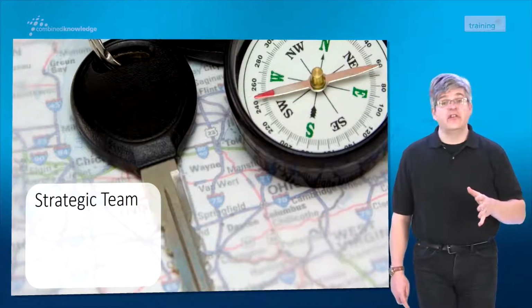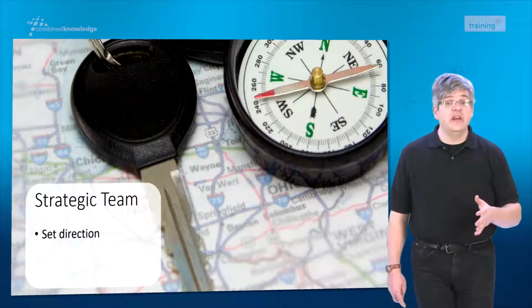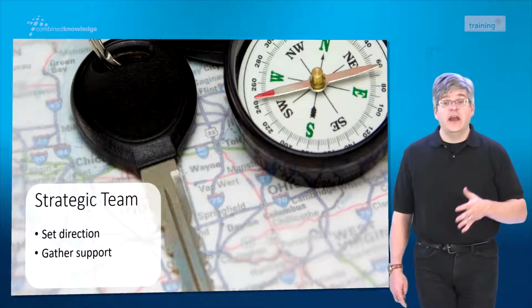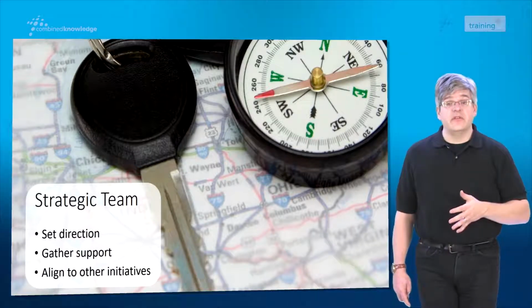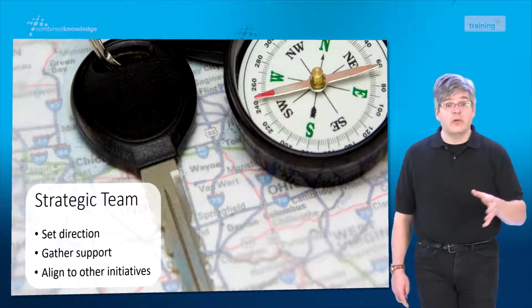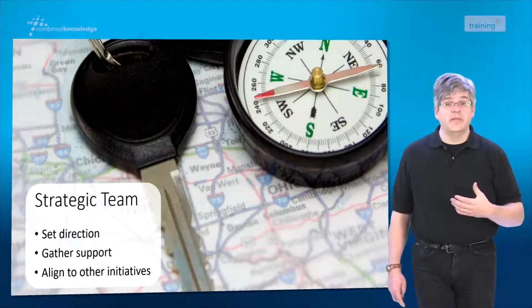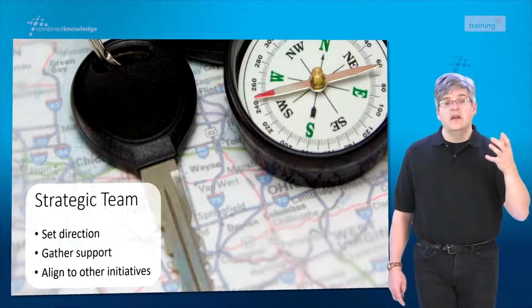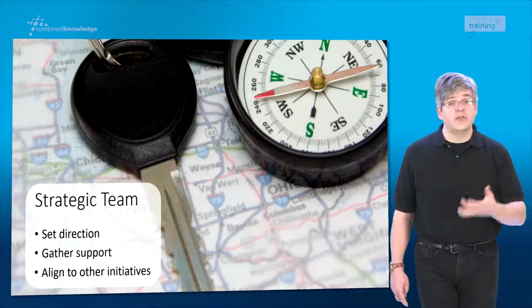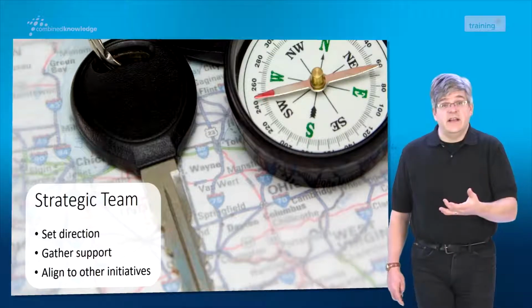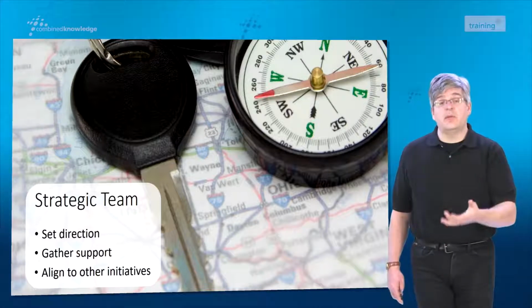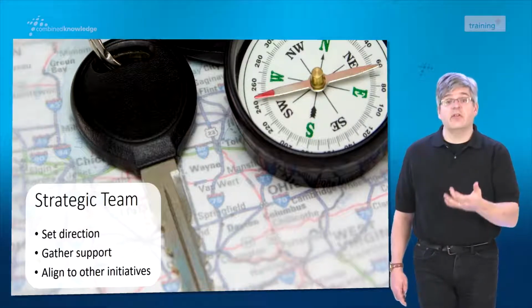Every governance initiative needs a strategic team, and the strategic team's designed to set direction, figure out that vision, gather support, and align to other initiatives. The technical team, the roles that we were talking about earlier, is a chicken, not a pig. What I mean by that is the technical team is interested in the results, but the strategic team are invested in the results. These are the folks that really have to be able to demonstrate to the business that they have delivered real value.